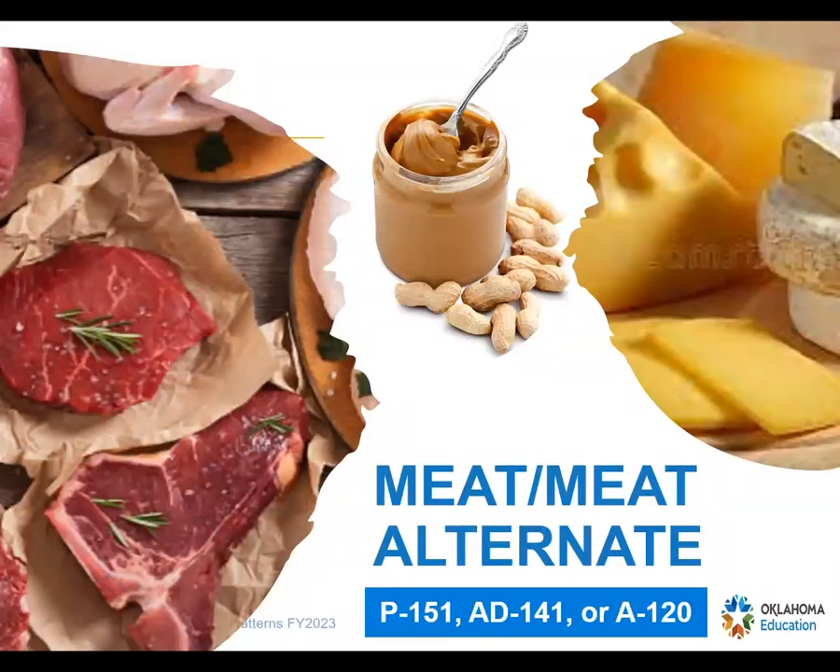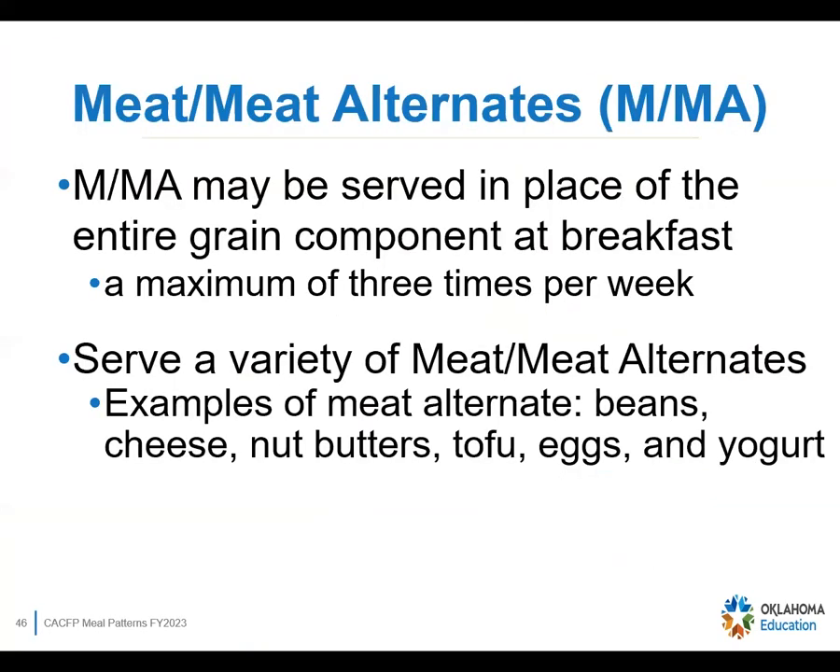We're now going to talk about the meat alternates. A meat alternate may be served in place of an entire grain at breakfast. You're allowed to do this up to 3 times per week. We do suggest, because we've seen this a lot in school districts, that you do a variety of meat alternates.